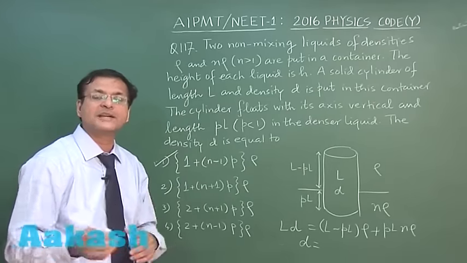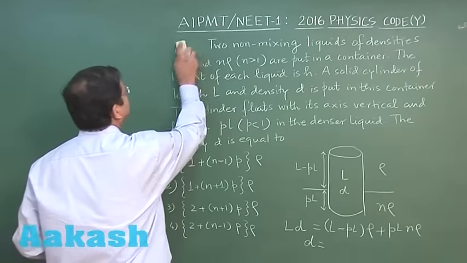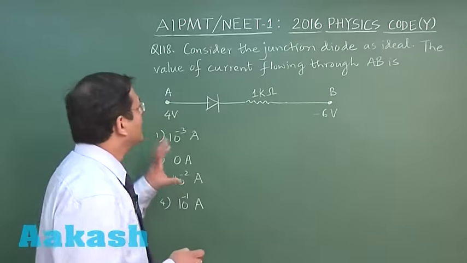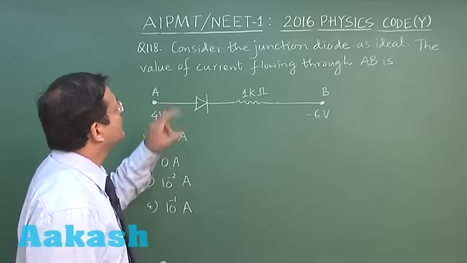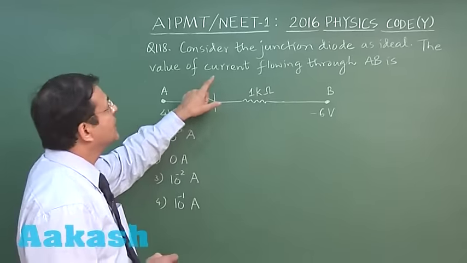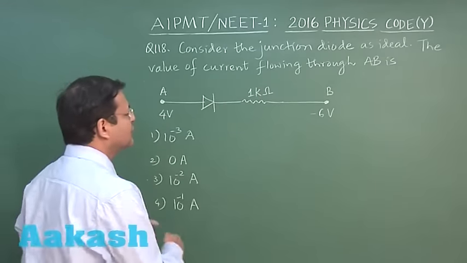Now let us switch over to next question, that is question 118. In this question 118, you have a junction diode. It says that consider the junction diode as ideal. That means it has no resistance. The value of current flowing through AB. So it's a very basic simple question. You have to use Ohm's law.